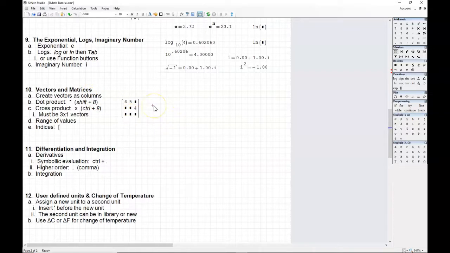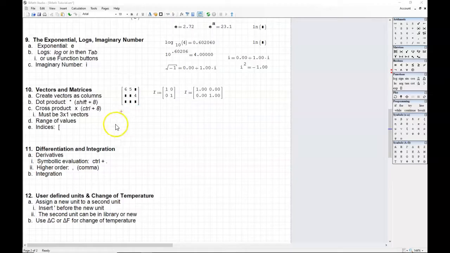So you can assign a matrix to a variable. So I have capital I, and I'll assign that. And then I'll press Control M. And let's just do a 2 by 2, and we'll make an identity matrix. I is equal to that identity matrix.